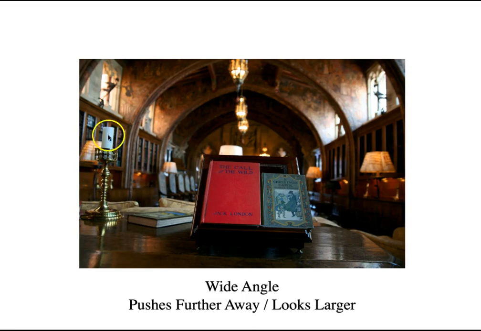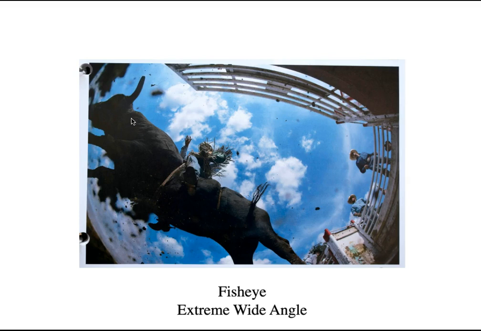You can also see that there's a curvature in this candlestick holder that should be straight, but it's got a little warp to it, and that's because of the lens itself. And now, super wide angle are our fish eyes, and this is an extreme example of that fish eye lens. Well below this rider and bull, you get everything, but you absolutely see this crazy warping, and that's all due to the optics of the lens.